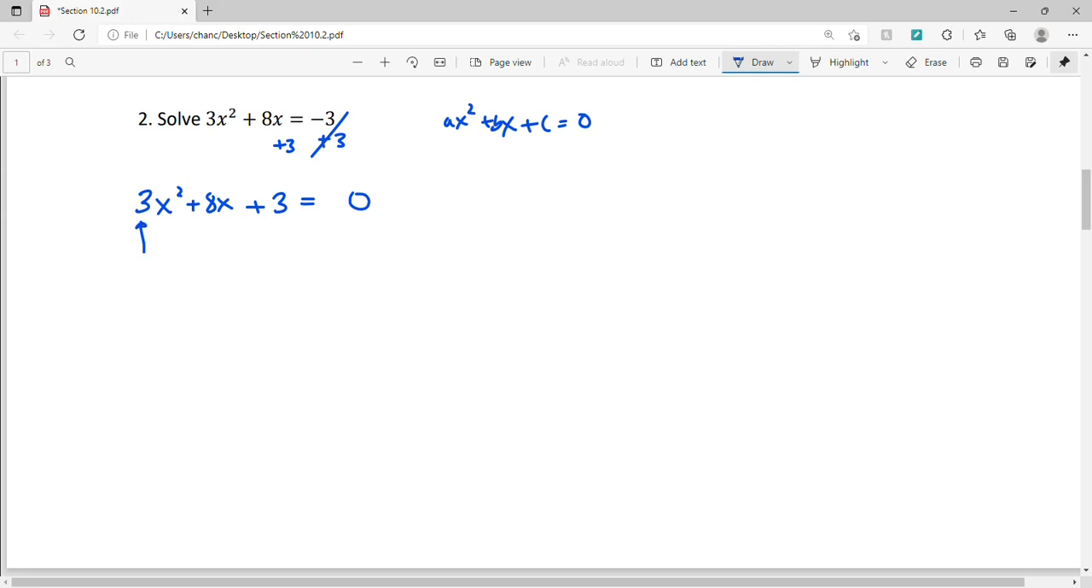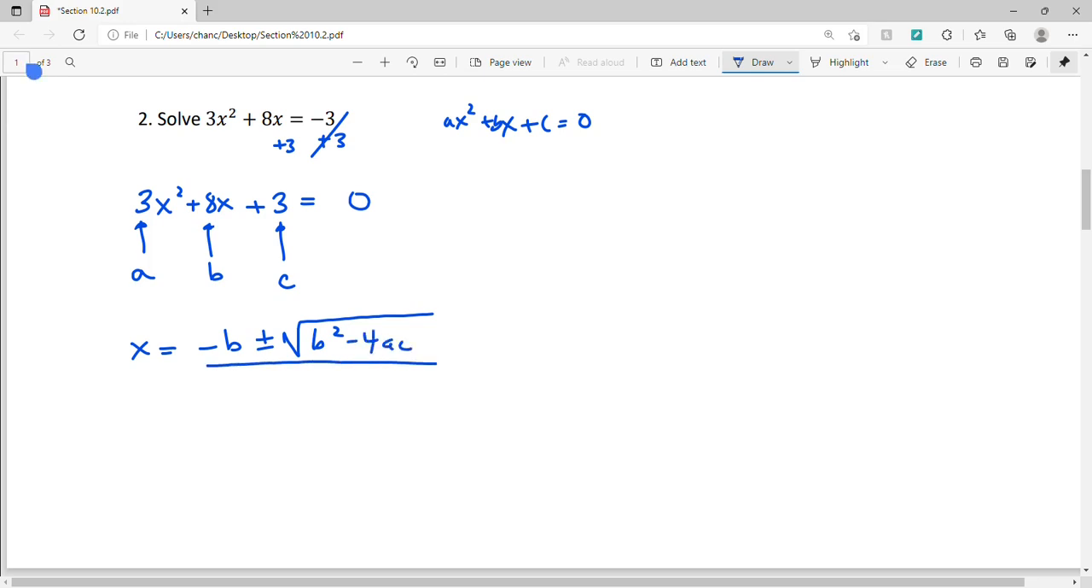This 3 in front of the x squared is our a. This 8 in front of the x is our b. And the number here is our c. I always like to copy down the quadratic formula just so I can memorize it. It's negative b plus or minus the square root of b squared minus 4ac all over 2a. Keep writing this formula over and over until you have memorized it. It will help you in the future.